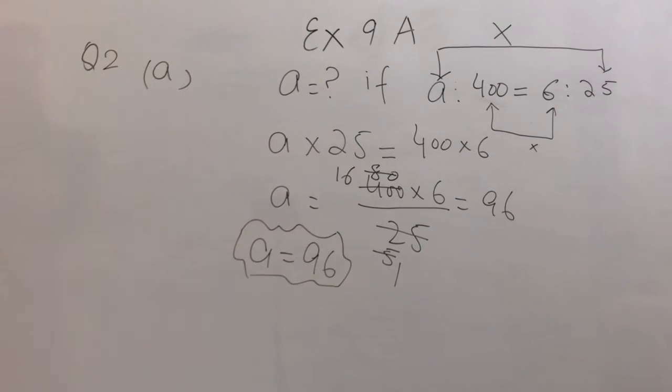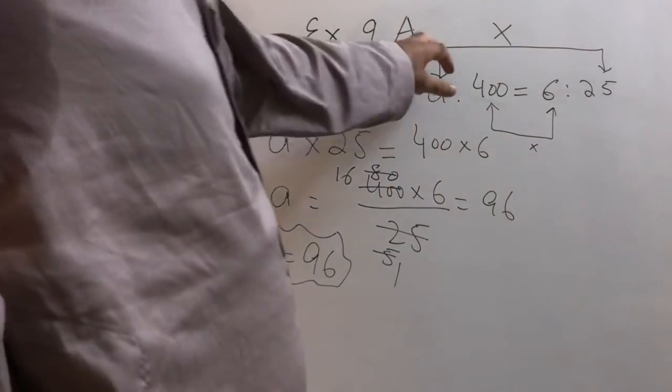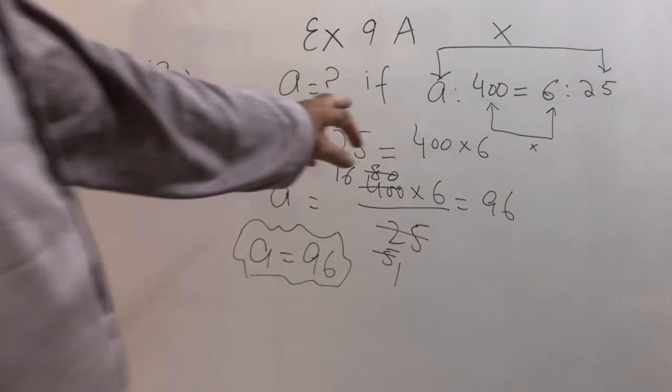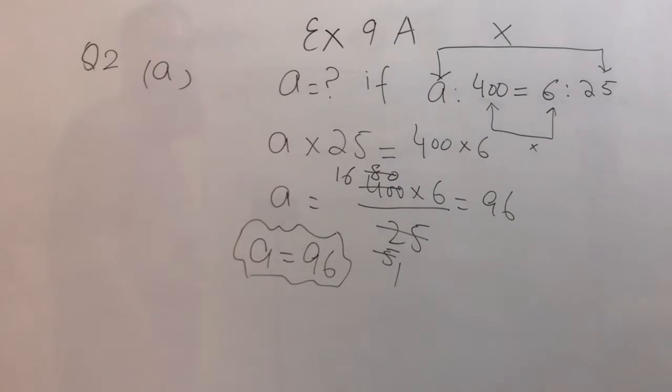I'll recap. It was A ratio 400 is equal to 6 ratio 25, and we were supposed to find the value of A. We told you that the extreme corners will be multiplied and we put the equal sign, then the middle ones will be multiplied, and then we did the simple calculations and found the value of A, which is 96.